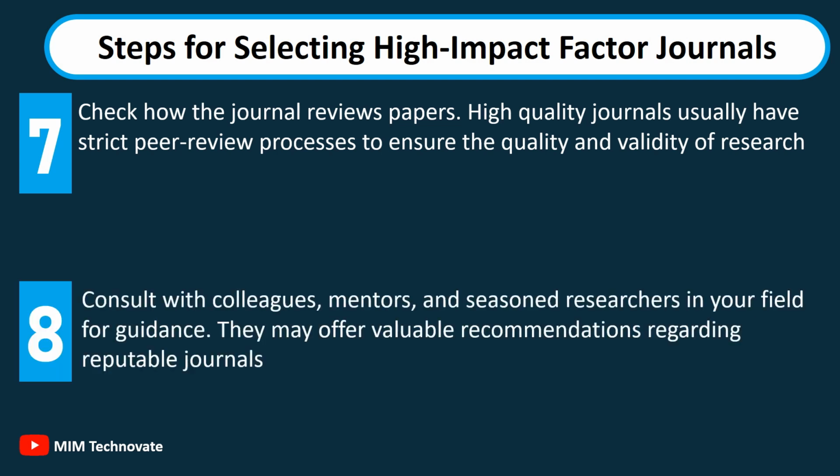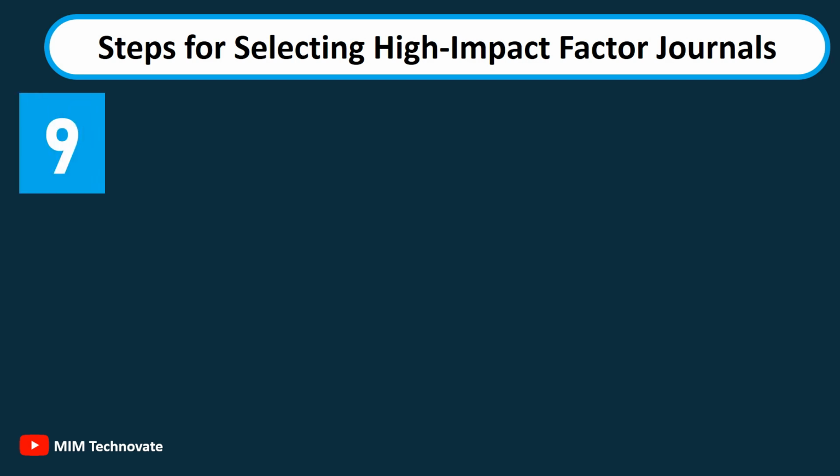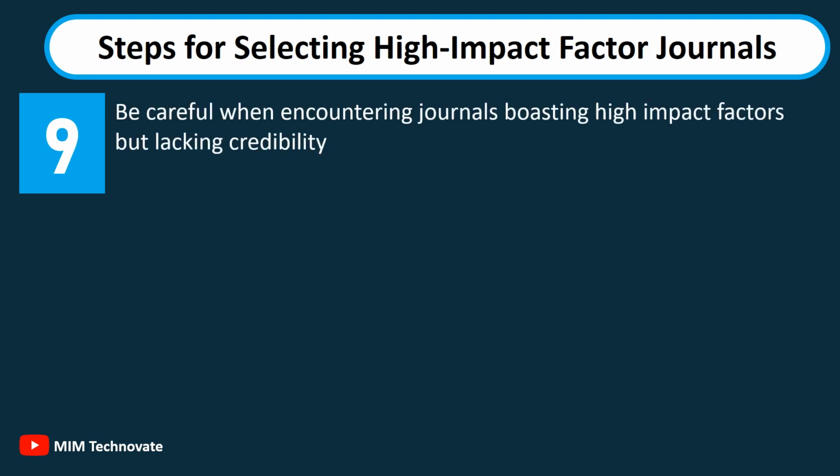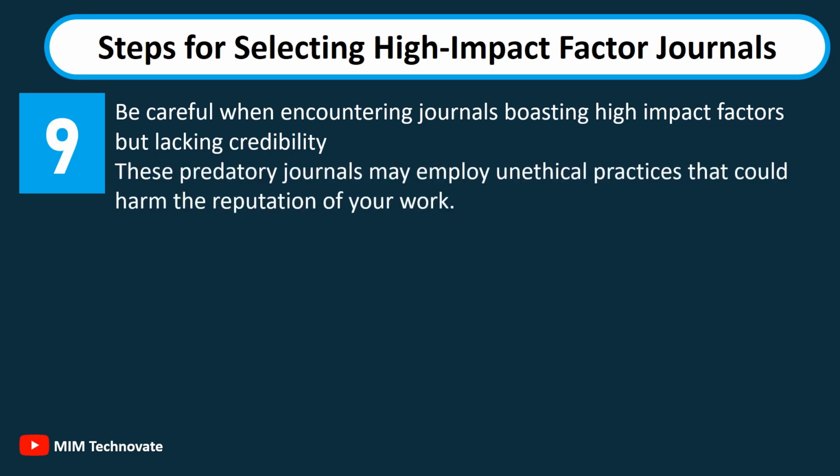Number 8. Consult with colleagues, mentors, and seasoned researchers in your field for guidance. They may offer valuable recommendations regarding reputable journals. Number 9. Be careful when encountering journals boasting high impact factors but lacking credibility. These predatory journals may employ unethical practices that could harm the reputation of your work.